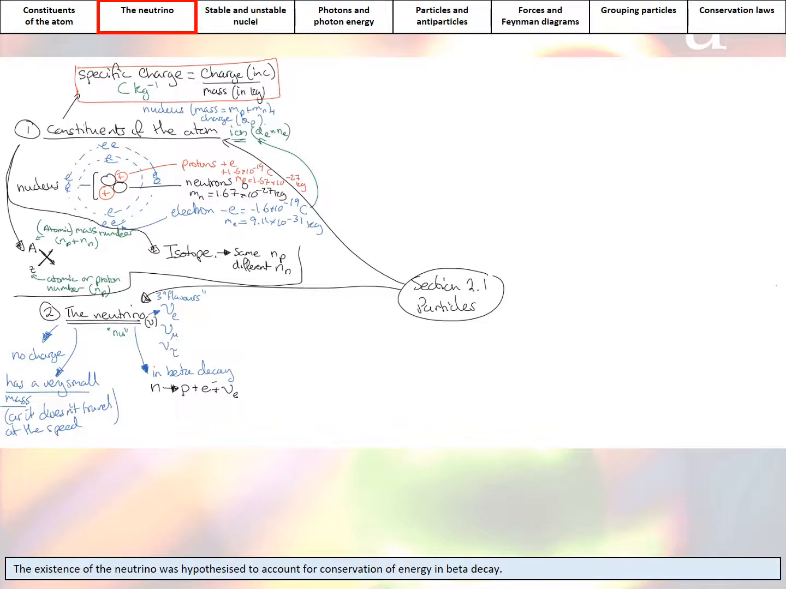Now, in beta decay, for reasons we'll get onto, that happens to be something called an antineutrino, but more on that later on, and we write that with a little bar over the top. So as well as the charge being the same before and after, energy had to be the same before and after. Energy had to be conserved, and it was the fact that it wasn't, or didn't appear to be, that made them predict this extra particle. We'll come back and add some more to this later on.